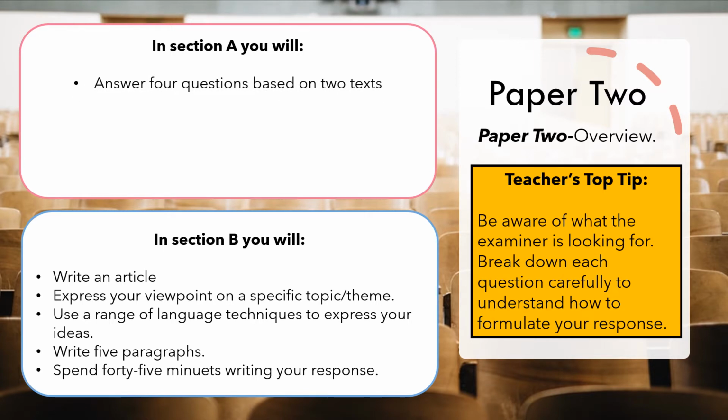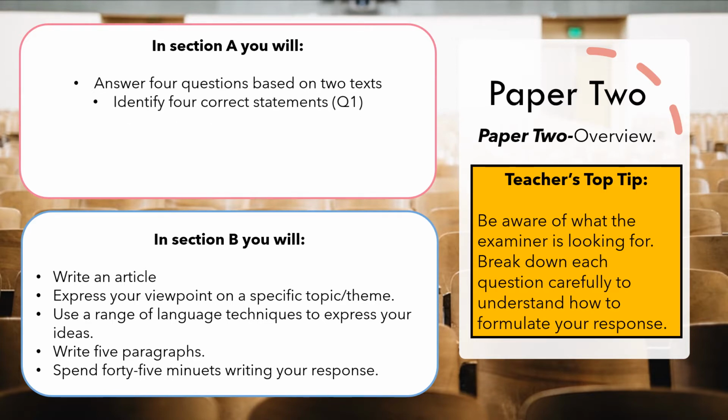you'll answer 4 questions based on 2 texts. So straight away, this is going to make paper 2 that much more difficult than paper 1. Not only do you have one text to read, but you also have another text to read, and one that might be a little bit harder to understand because it is going to be from the 19th century. So some of the language is going to be quite difficult to comprehend.